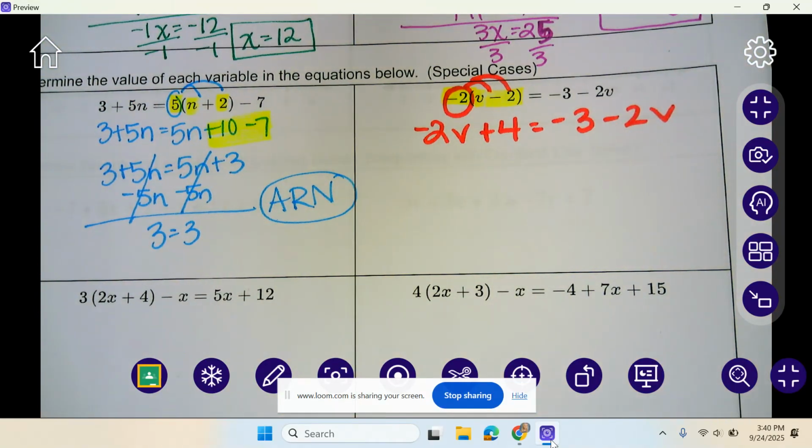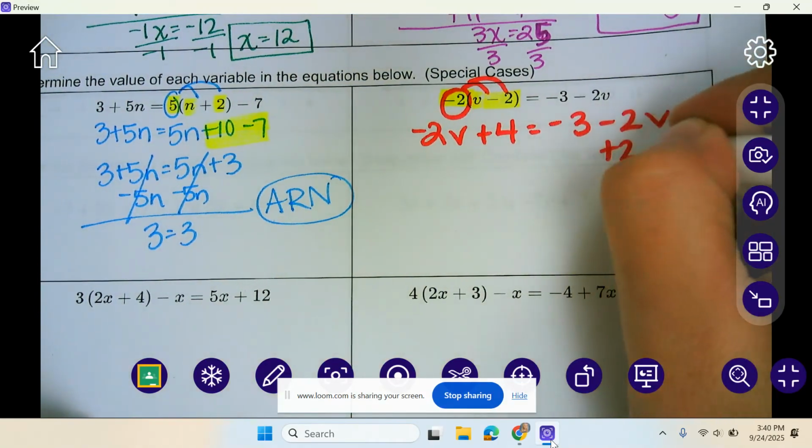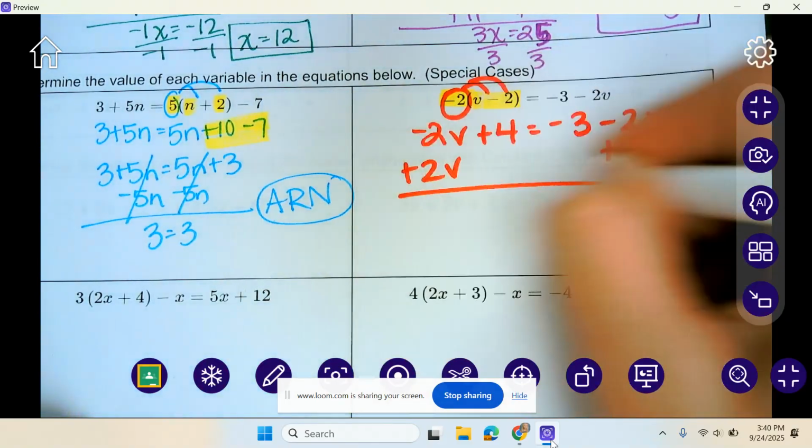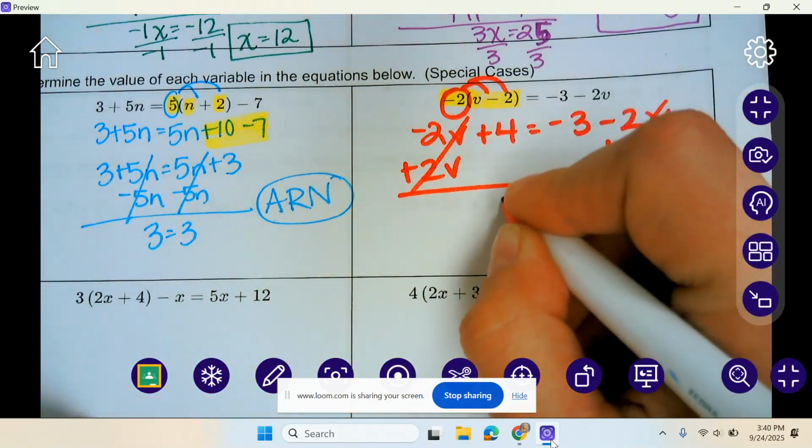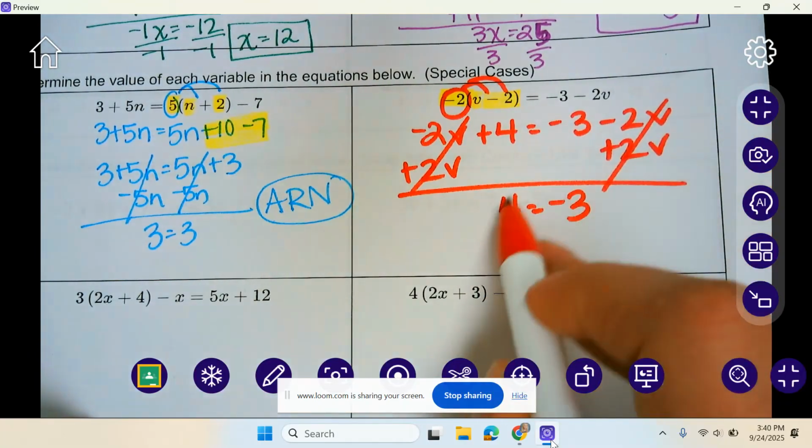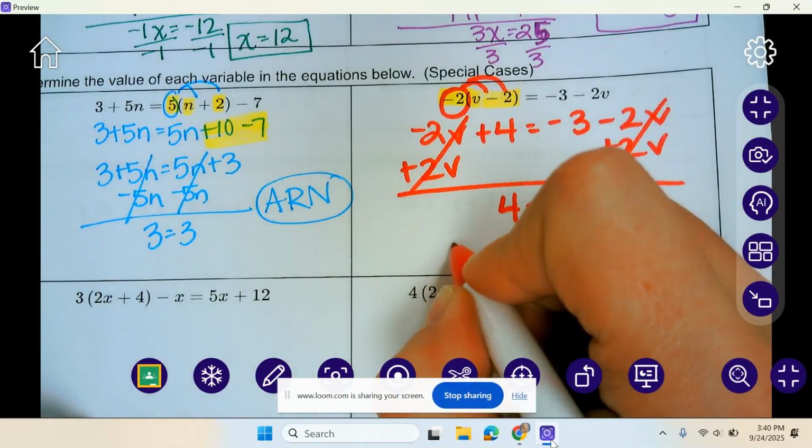Okay, next move the variable. So I'm going to move the variable to v. And I get 4 is equal to negative 3. This statement is false, so it's no solution.